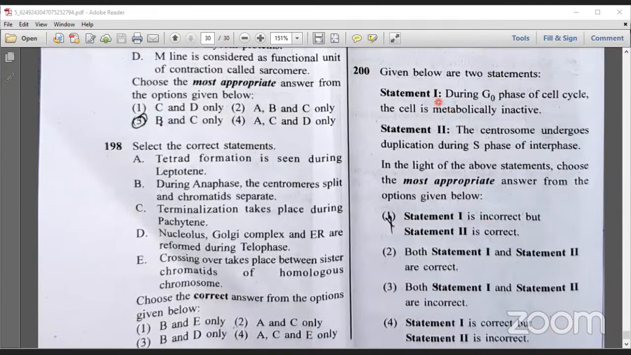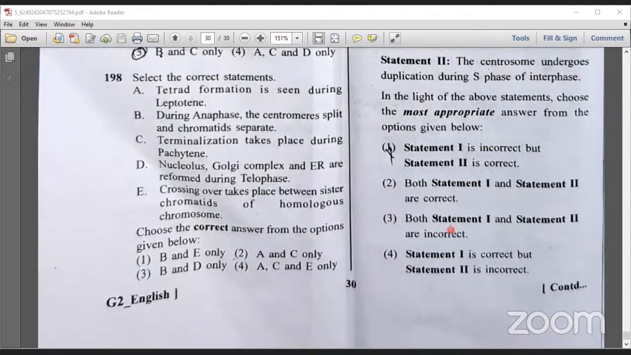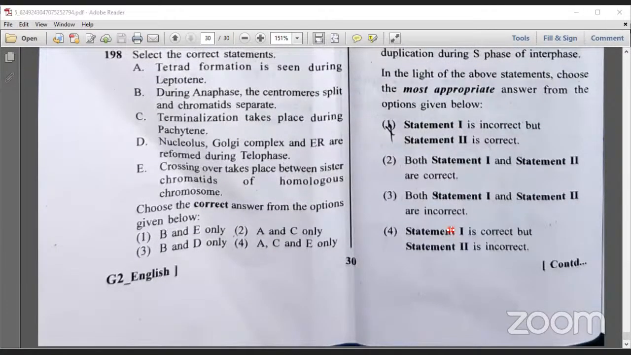And 200. Two statements are there, and we are supposed to identify the correct statement. During the G0 phase, the cell will be metabolically inactive? See, the cell will be active, but it won't go with any other division work. The centrosome undergoes replication during S phase of interphase. Yes, that is right. So statement 1 is incorrect and statement 2 is correct. With this, we came to an end.